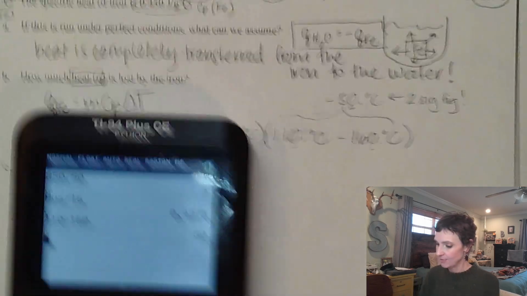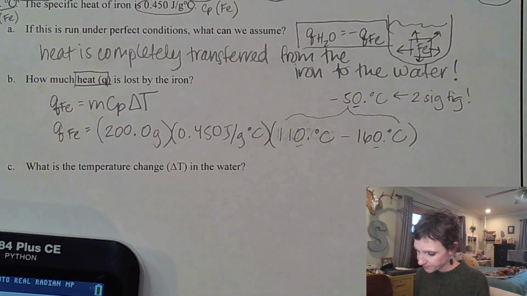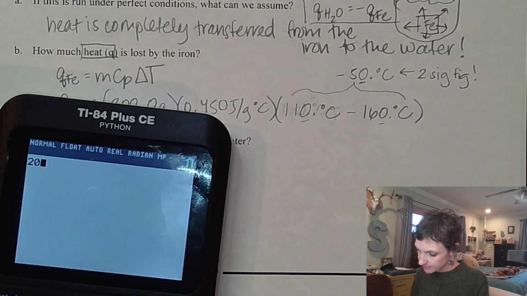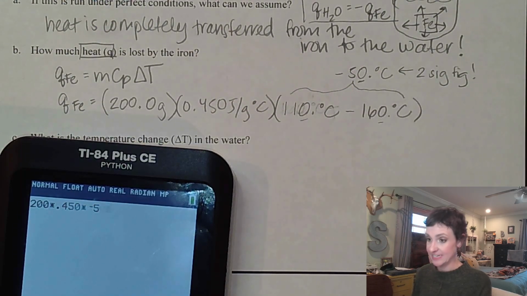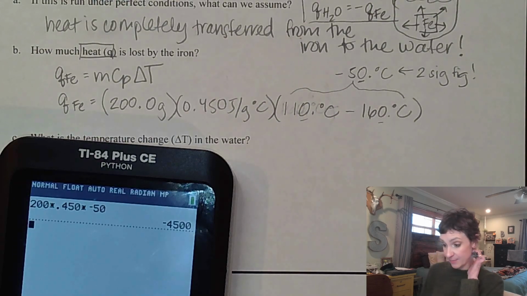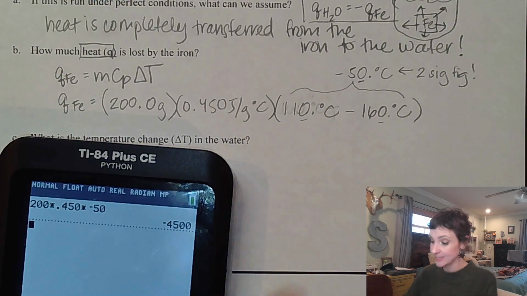Okay, so now we're going to do the math part. We're going to do 200 times 0.450 times negative 50, and we get this number. Okay, we were expecting to get a negative number. We know that the iron was releasing heat energy, so I got a negative Q. That sounds good to me.